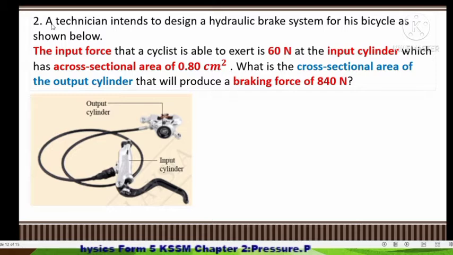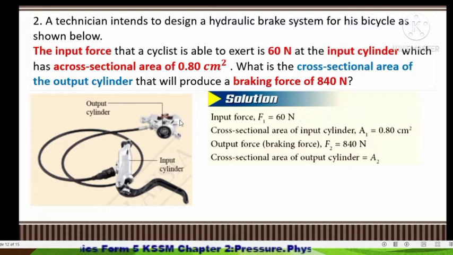Okay. Number 2, a technician intends to design a hydraulic brake system for his bicycle as shown below. The input force that a cyclist is able to exert is 60 Newton at the input cylinder, which has a cross-sectional area of 0.80 cm squared. What is the cross-sectional area of the output cylinder that will produce a braking force of 840 Newton?